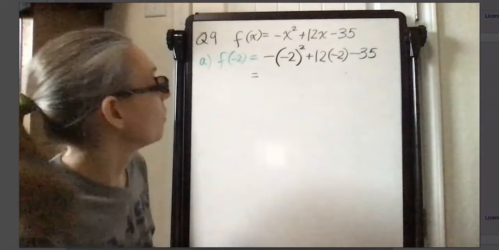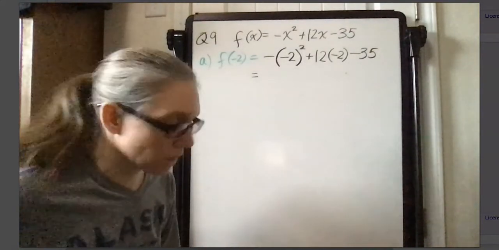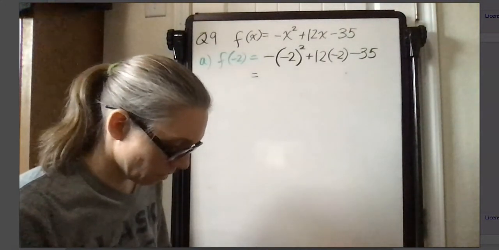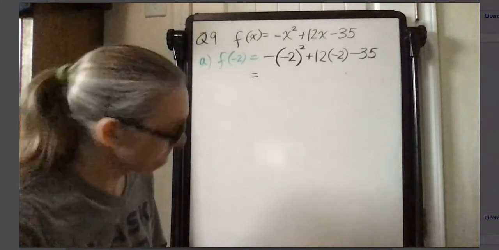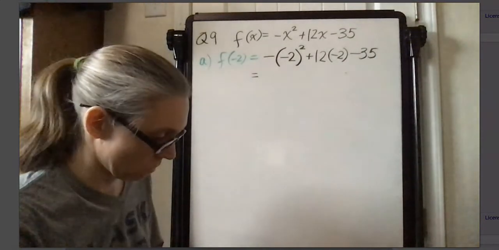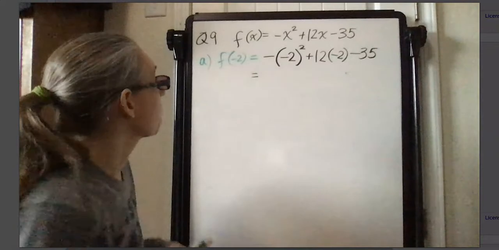So if you want to do it in your head, you can. If you want to do it on the calculator, you can. Either way, you should get, let's see, negative 63.